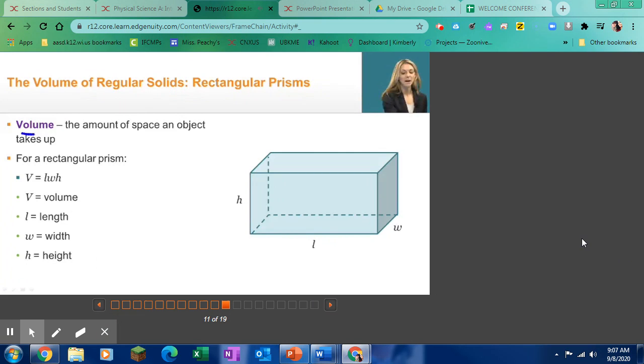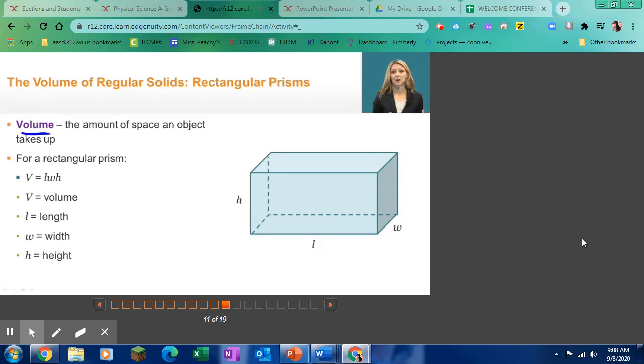Volume is the amount of space that an object takes up, whether it's a ball, a box, or even a starfish. Just like different objects have different masses and weights, different objects also have different volumes. And the method that we use to find that volume depends on what the object is and how it's shaped.